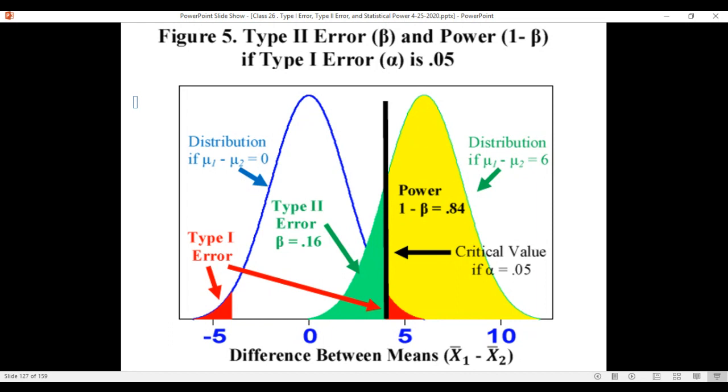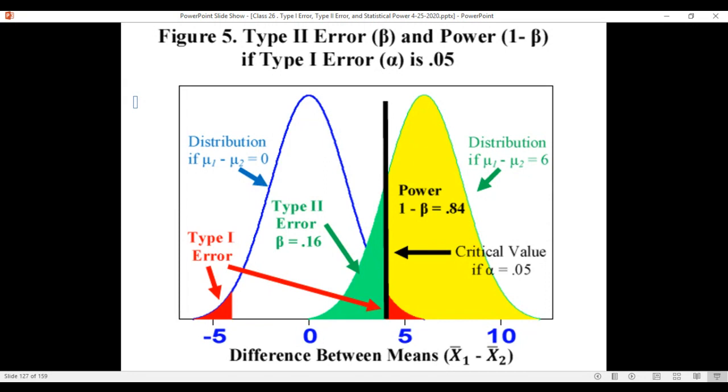And the area of this green sector is equal to beta. The yellow sector indicates the paired samples that have a relatively large difference between the means. When a t-test is performed, the difference between the sample means is statistically significant. The area of the yellow sector is 1 minus beta, and that's the statistical power. And you can see beta plus power equals 1. 1 minus beta equals 0.84, and also 1 minus power equals beta.